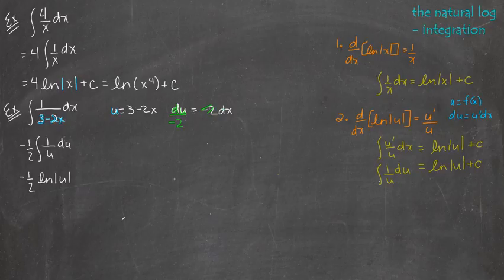Actually, natural log of absolute u plus c. Now all I have to do is plug back in for my u value. So -1/2 the natural log of absolute 3 minus 2x plus c. I know this whole thing seems kind of hand-wavy and too simple to be true, but it is true.